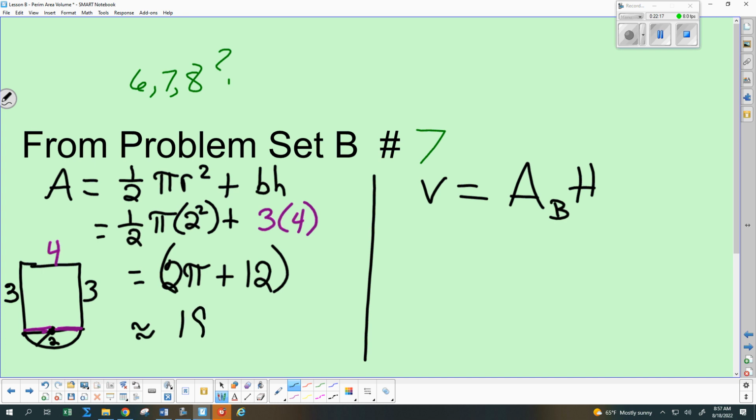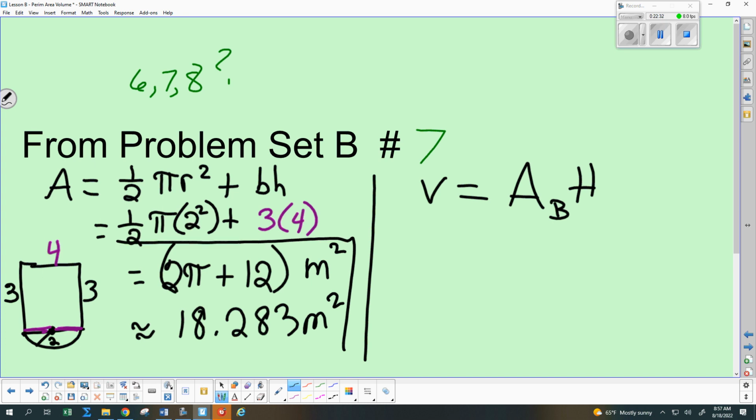18.283. Anybody else get that? And what are my units again on this? Meters for this one? So that is my area that they asked me to find. Now for the volume, I need to take that area of the base times the height. And what's the height? 8. And am I just going to multiply 8 times 18.283?